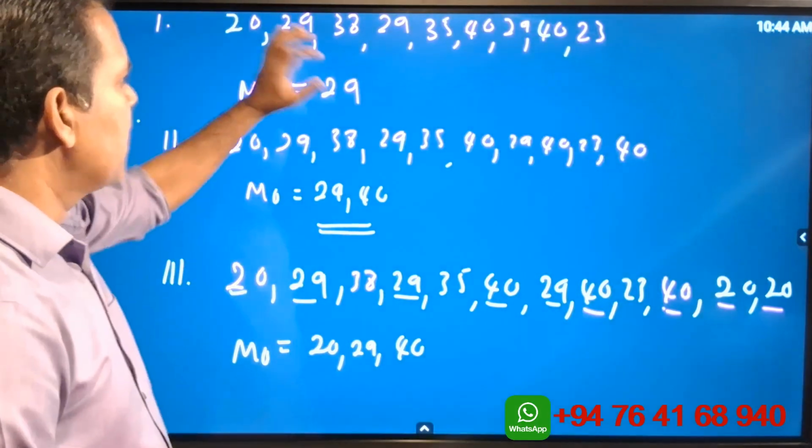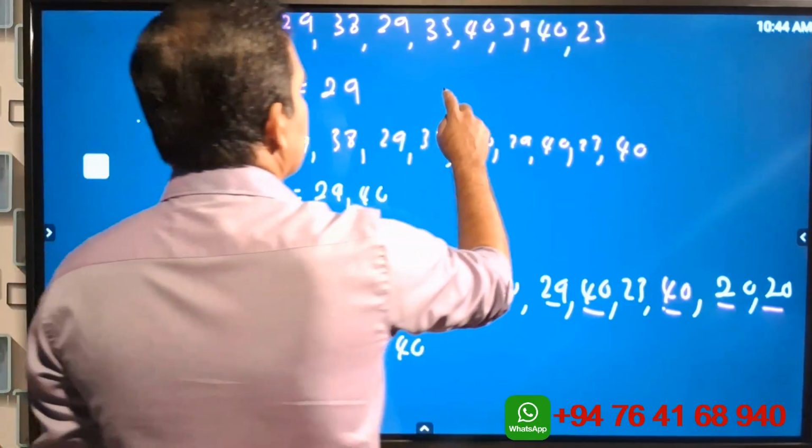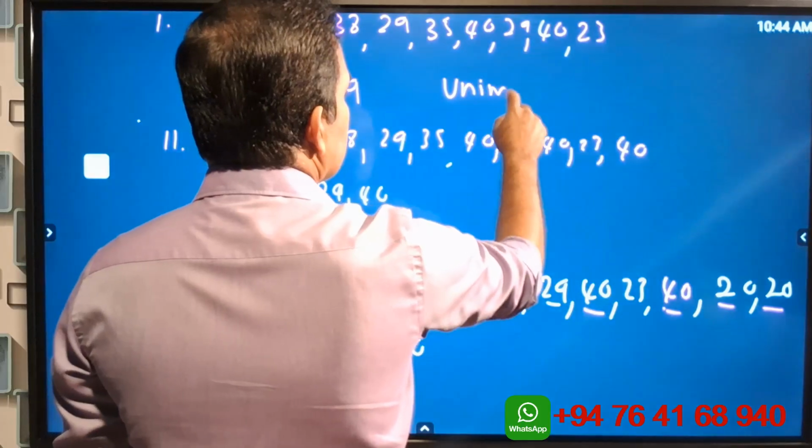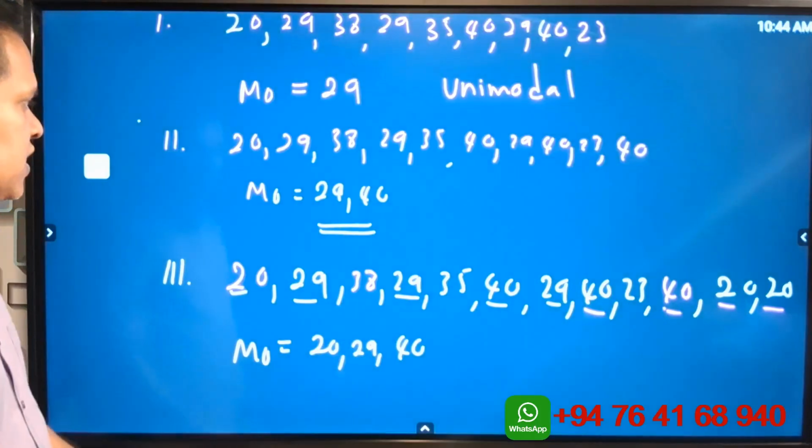Okay, if there is one mode, that kind of data set can be said to be what? Unimodal distribution. What is it called? Unimodal distribution.